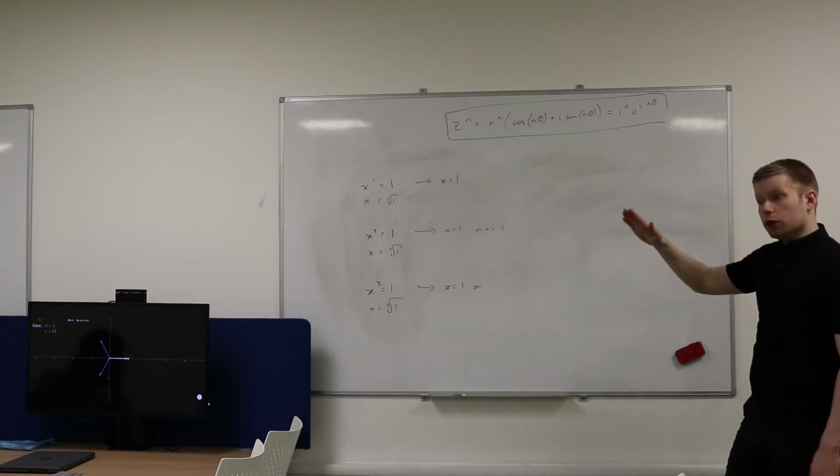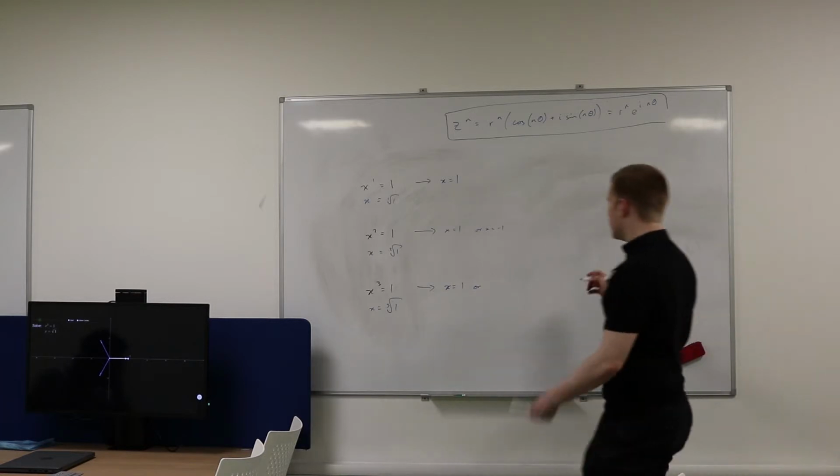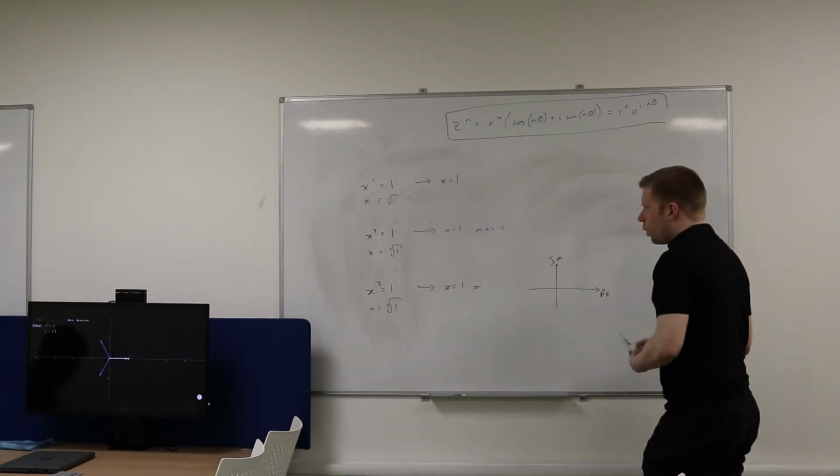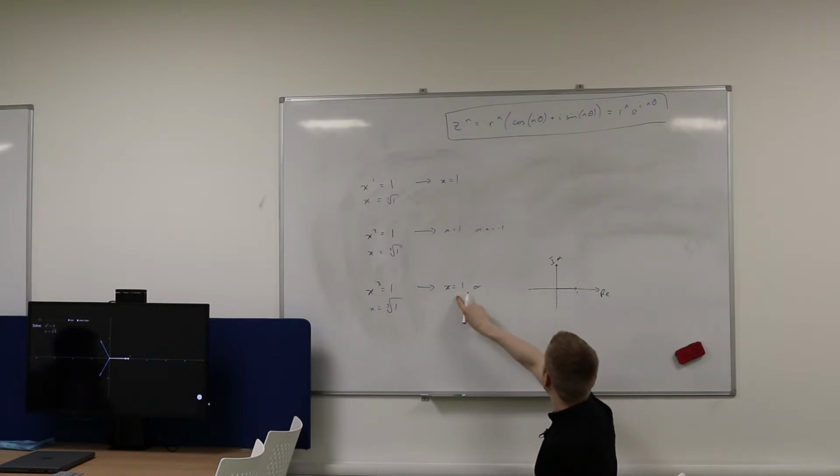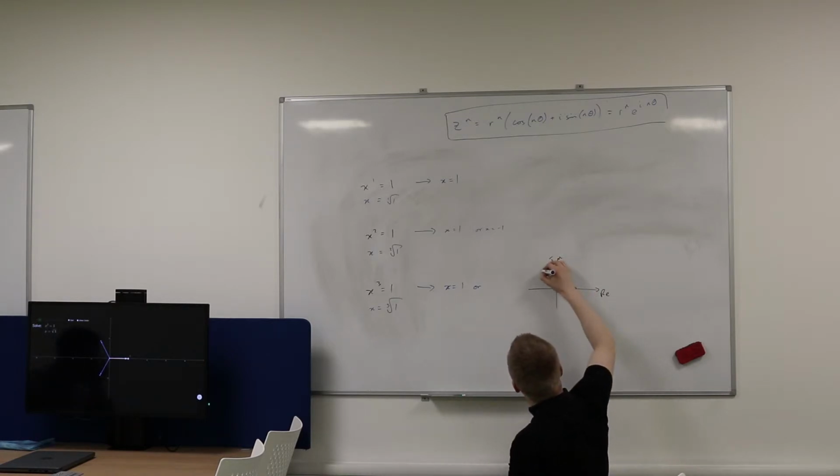The argument is the angle which we've moved through. So effectively what we get is something like this. We get one of our solutions out here at 1. That's one of the solutions. But then we get another solution out here, and we get another solution out here.